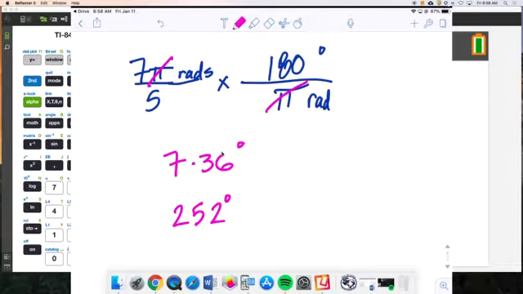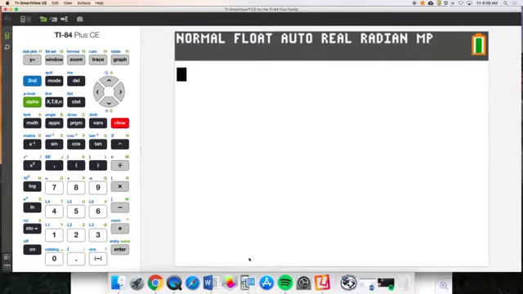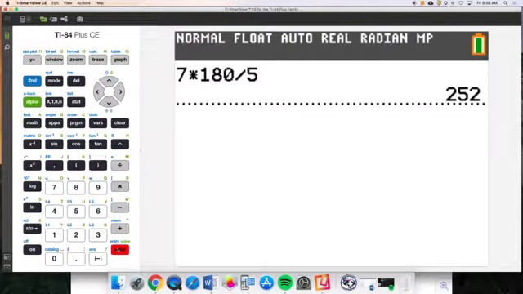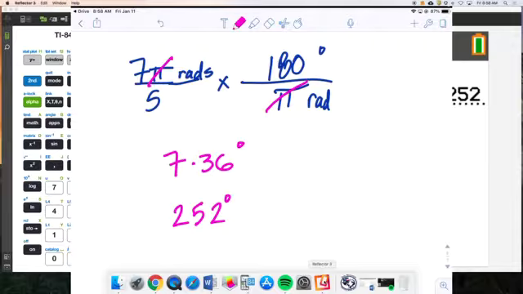Now, you don't have to do that. You'll have a calculator. I know we live in an age of technology, right? But mental math is still a very, very valuable skill. So 7 times 180, and then we'll divide that by 5. And notice that we didn't even get the pi's involved. Why? They divided out. Right, good. So there it is, 252. So another way to get the same right answer.